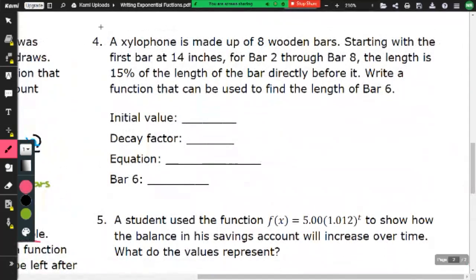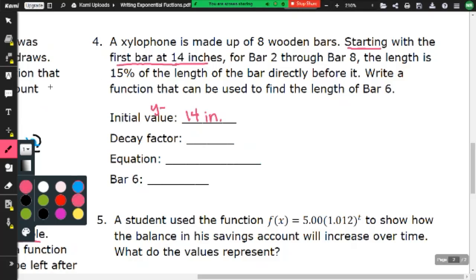A xylophone. Xylophone is made up of 8 wooden bars. Starting, there's my word, starting with the first bar at 14 inches. So that's going to be considered my initial Y value, my starting amount. I'm just going to put 14 inch.